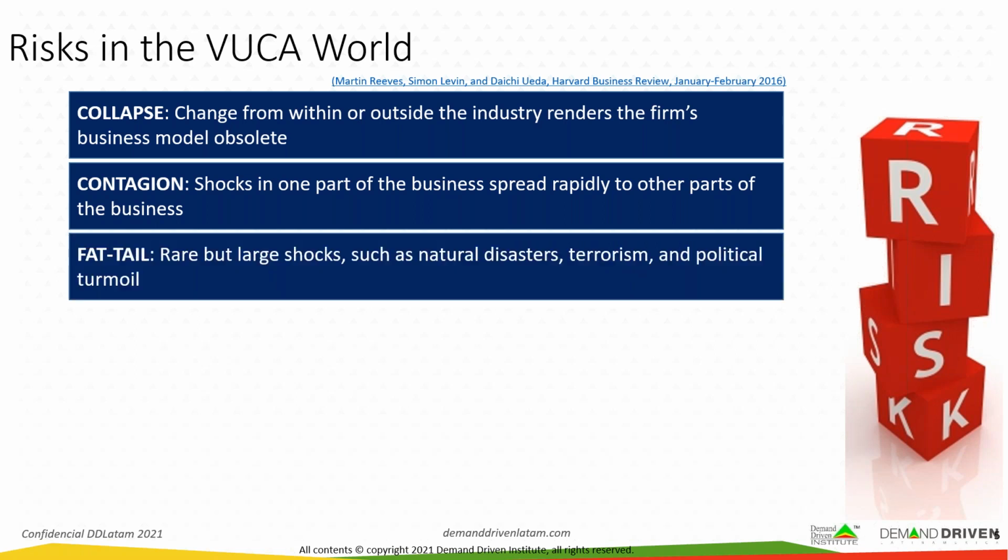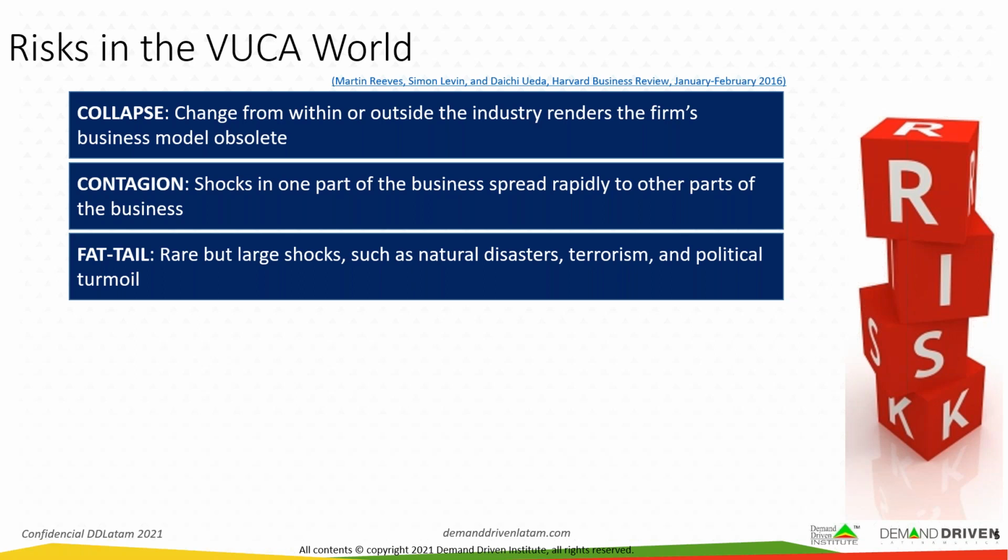The third, this is one of the ones we're living through right now, is a very rare, but a very large shock, like a natural disaster, like what hit Japan with the tsunami, or terrorism as it hit the United States on 9/11, or political turmoil. Well, we don't need many examples of that around the world, but it's rare. But these things happen and send a huge shockwave. The pandemic itself could be considered a fat tail risk. Notice how these risks are interrelated.